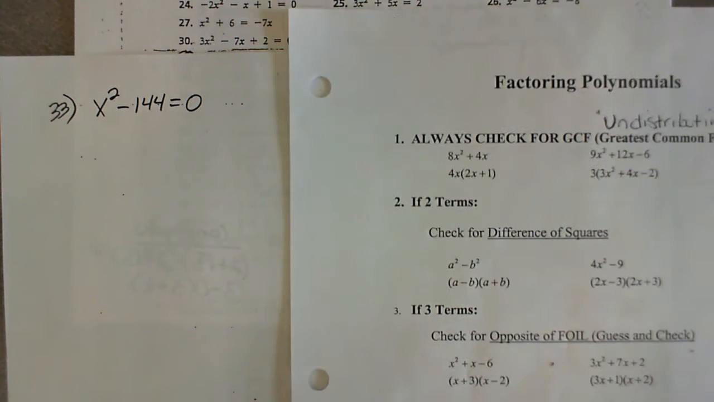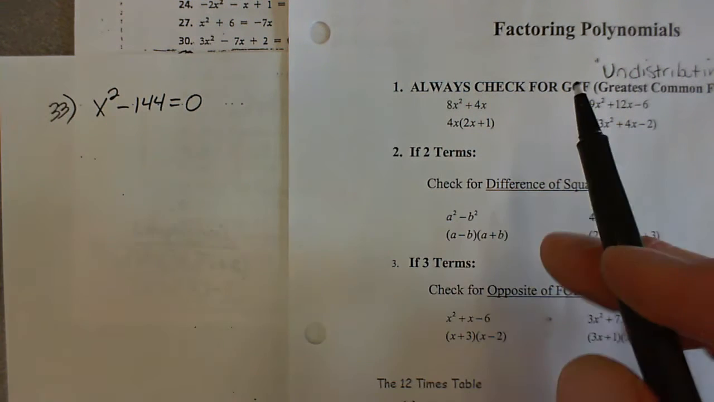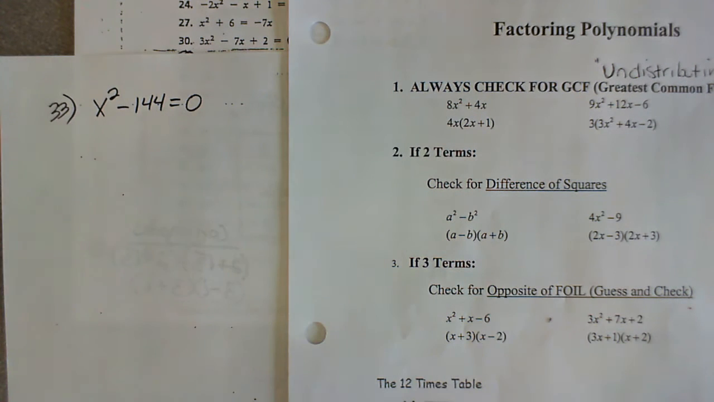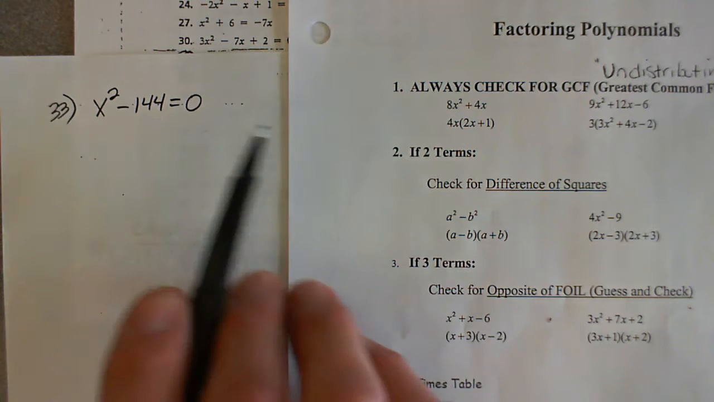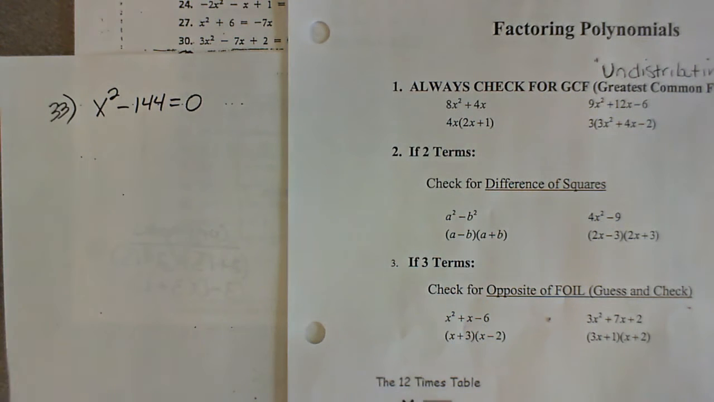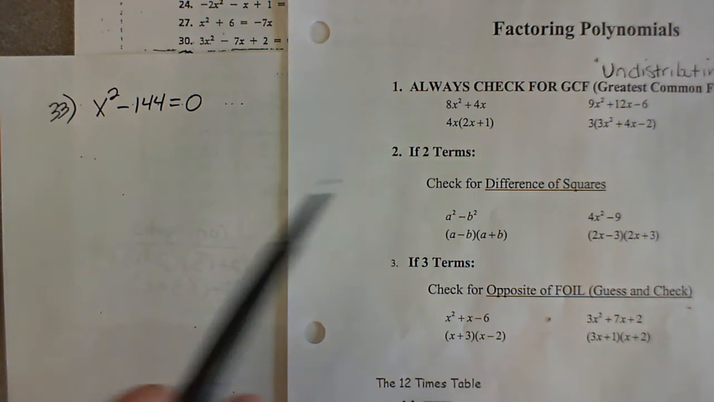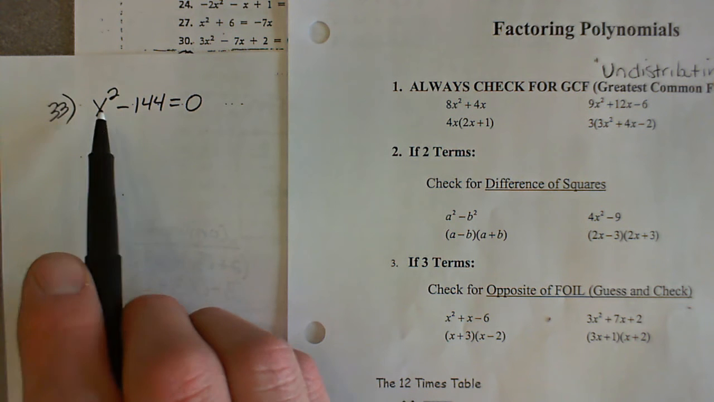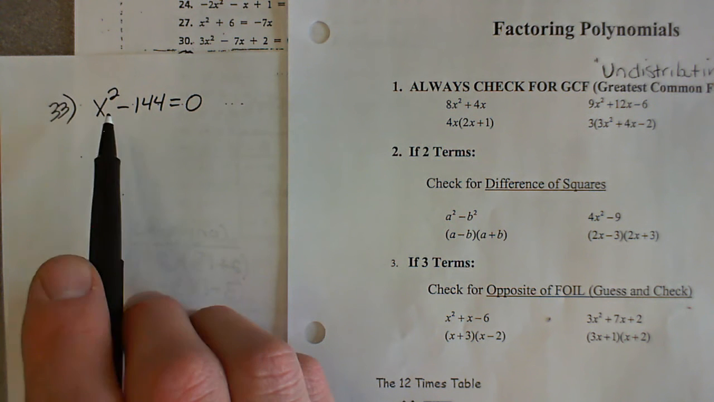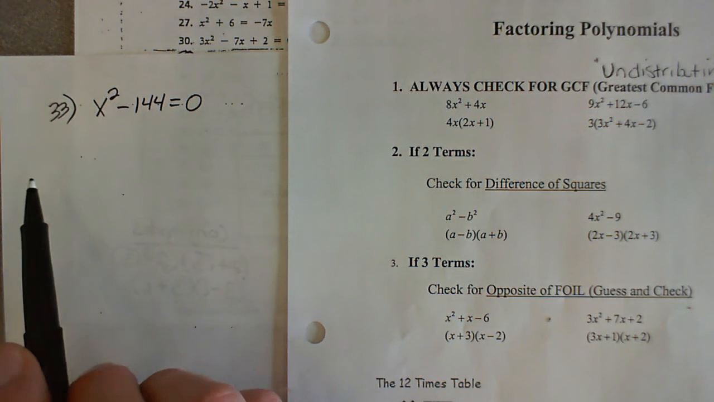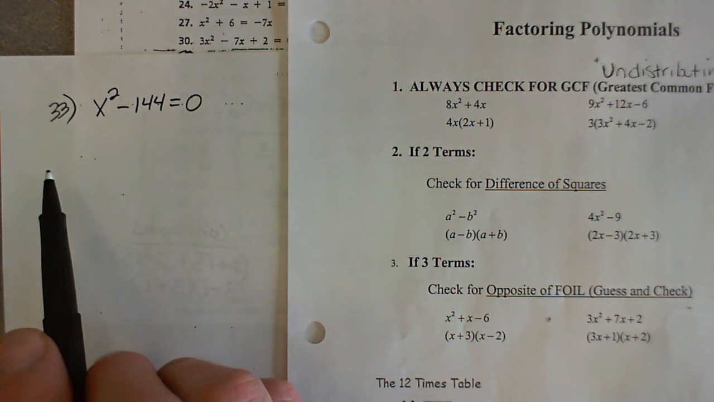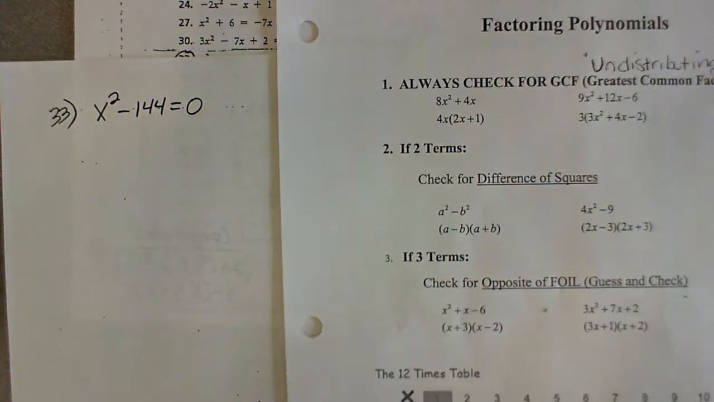So we go down the sheet. Do we have 2 terms or 3 terms? Looks like we've got 2 terms. So we're in the 2 terms, which means we must be looking at a difference of squares. If it factors, it must be a difference of squares. So, if it's a difference of squares, the first term and the last term must be perfect squares. Well, what times itself gets you x squared? That would be x.